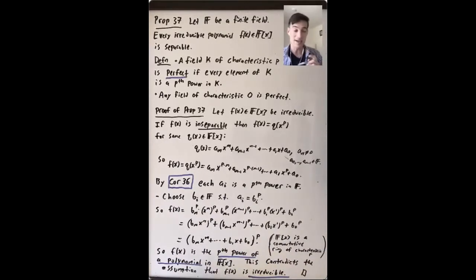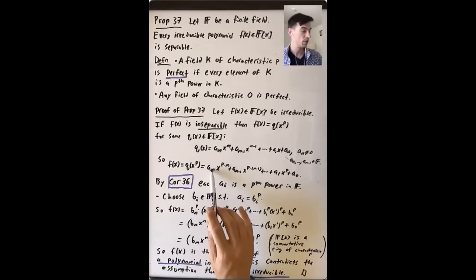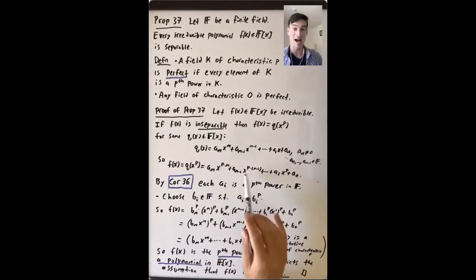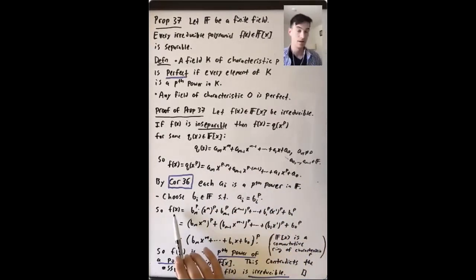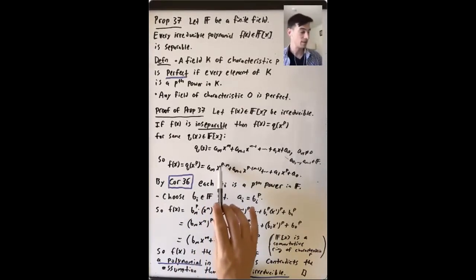And now here's the idea: by Corollary 36, every element in F, our finite field F, is a pth power in F. So what elements do we care about here? These elements a_i that give the coefficients of f. So each a_i is a pth power in F. Let's pick some element b_i in F such that a_i equals b_i^p. And all we're going to do now is replace each a_i with b_i^p. So what is f(x)? It's a_m x^(pm).